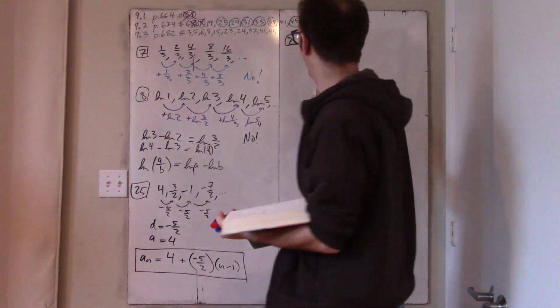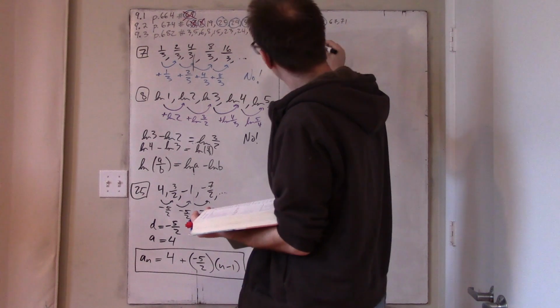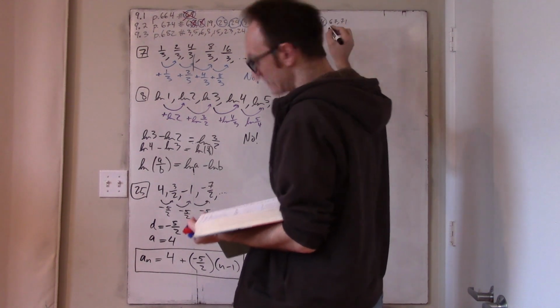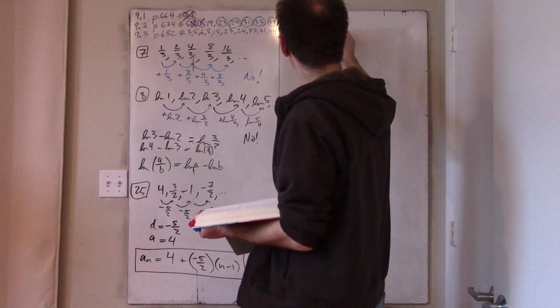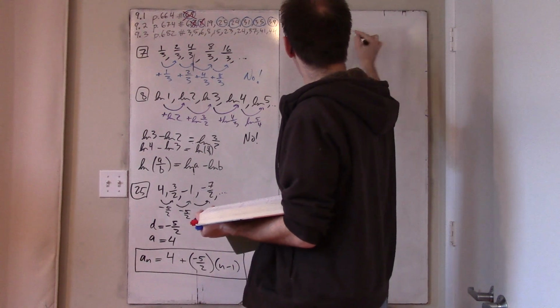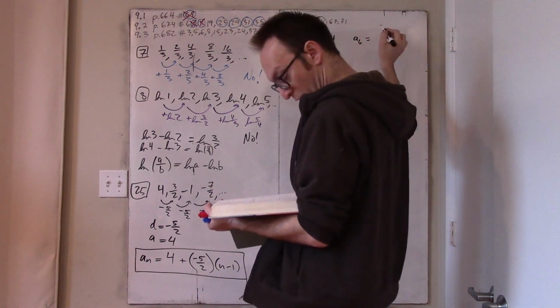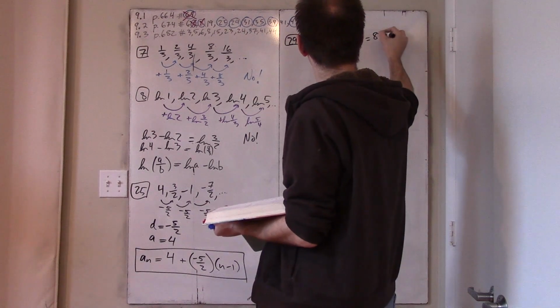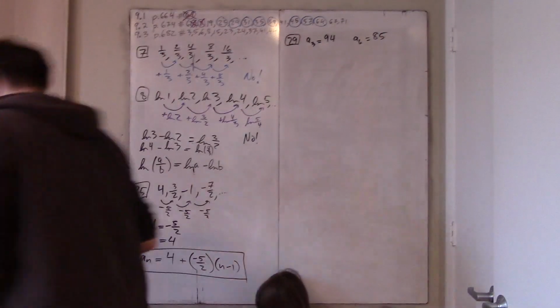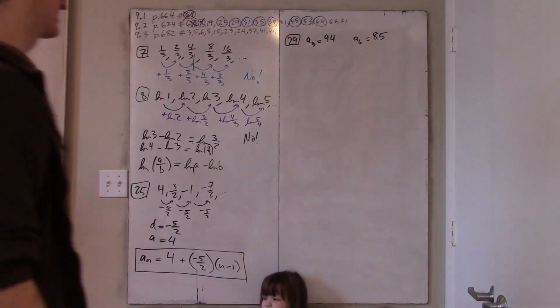Okay, so now, number 29 just makes you jump through some tiny hoops. They tell you that the third term is 94, and the sixth term is 85. Okay, so how should we do this? I think the best way to do this is just kind of do it, right?